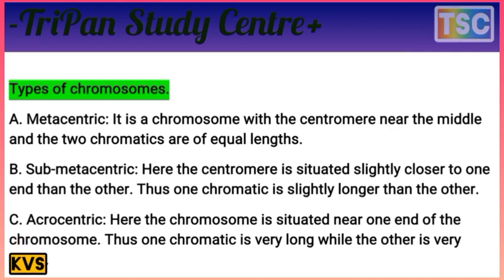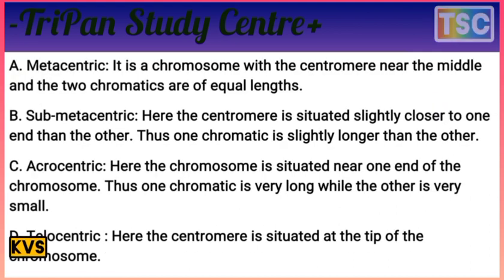And second, submetacentric. Here the centromere is situated slightly closer to one end than the other, and thus one chromatid is slightly longer than the other. That's an important point. And the next, acrocentric. Here the centromere is situated near one end of the chromosome, and thus one chromatid is very long while the other is very small.